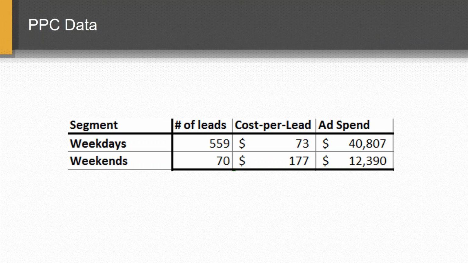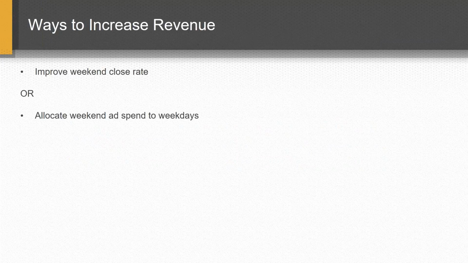So here's some PPC data related to the client. And one thing to keep in mind is that the weekday leads are also much more cost-effective to generate. Before knowing the answer, we wanted to see what the possibilities were to increase the revenue in some way to help strategize the best overall outcome. Our ideas were either to figure out why leads close at a lower rate on the weekends and fix it, and then assume the team can get the weekend close rate to 22%, or to allocate the ad spend from the weekends to weekdays.